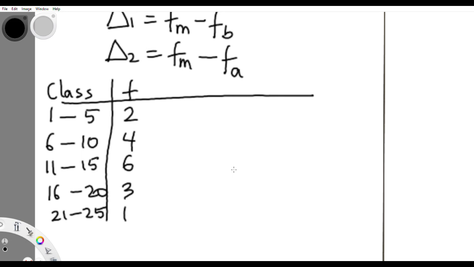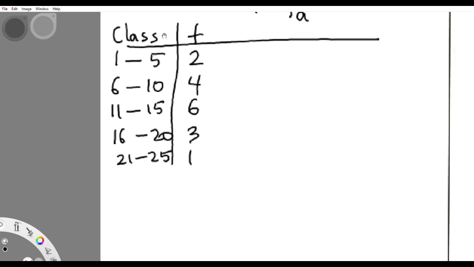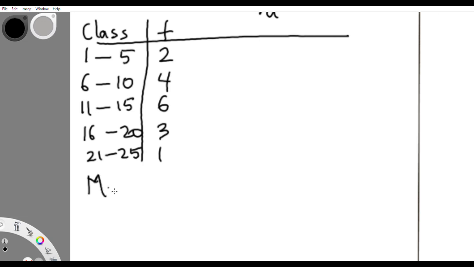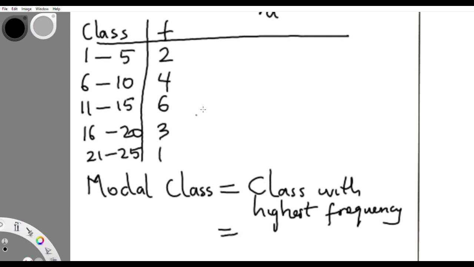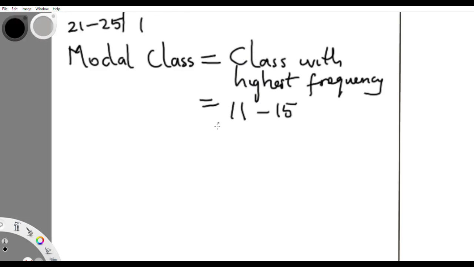Now, first and foremost, how do you know the modal class? The modal class is the class with the highest frequency. And what is the class with the highest frequency based on this question? Yeah, we got it. That is it. So that's 11 to 15. Still 11 to 15.